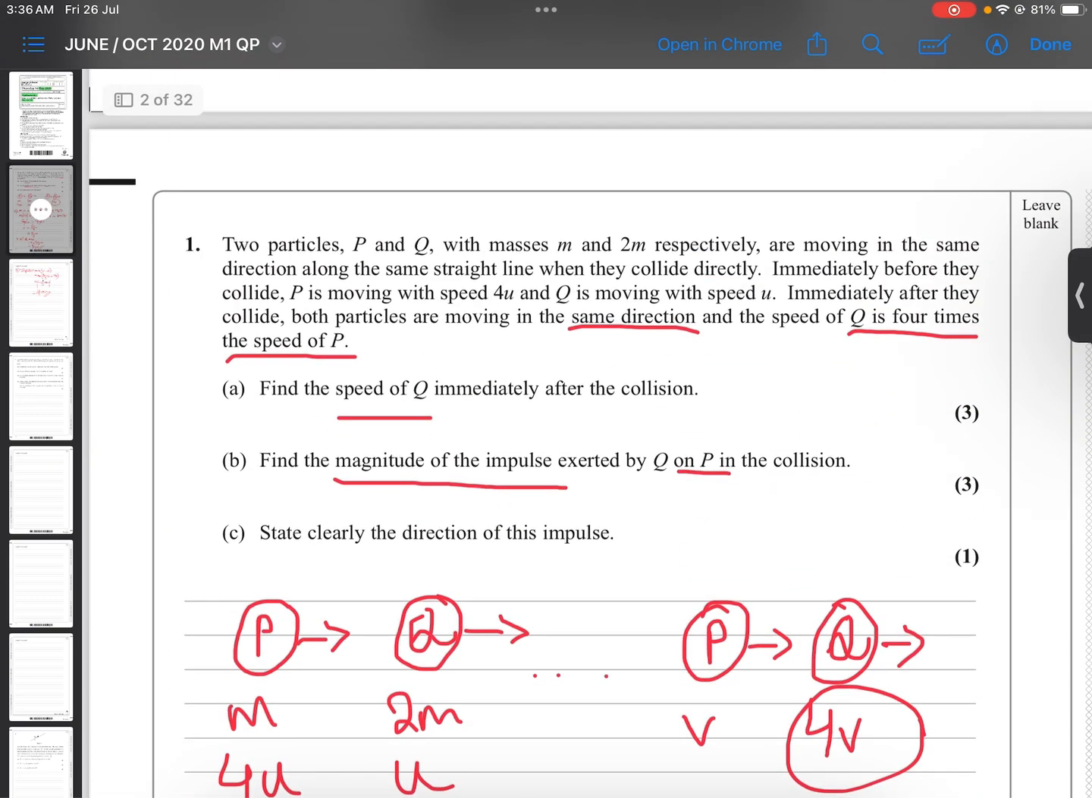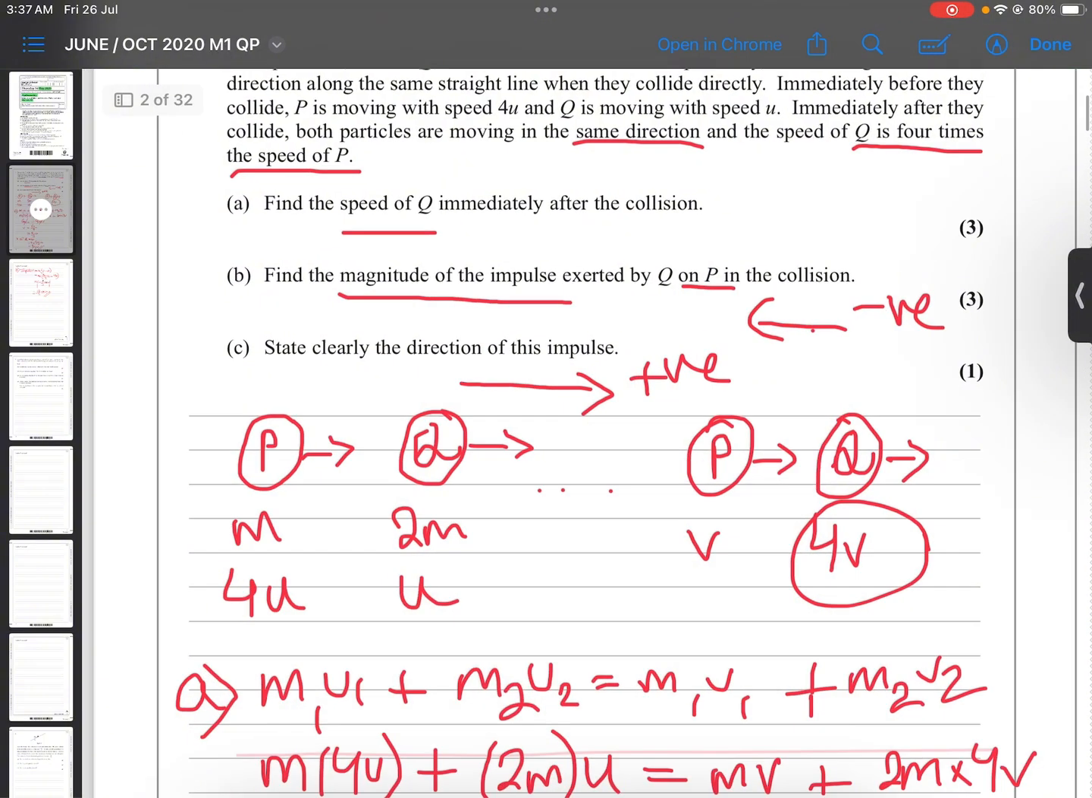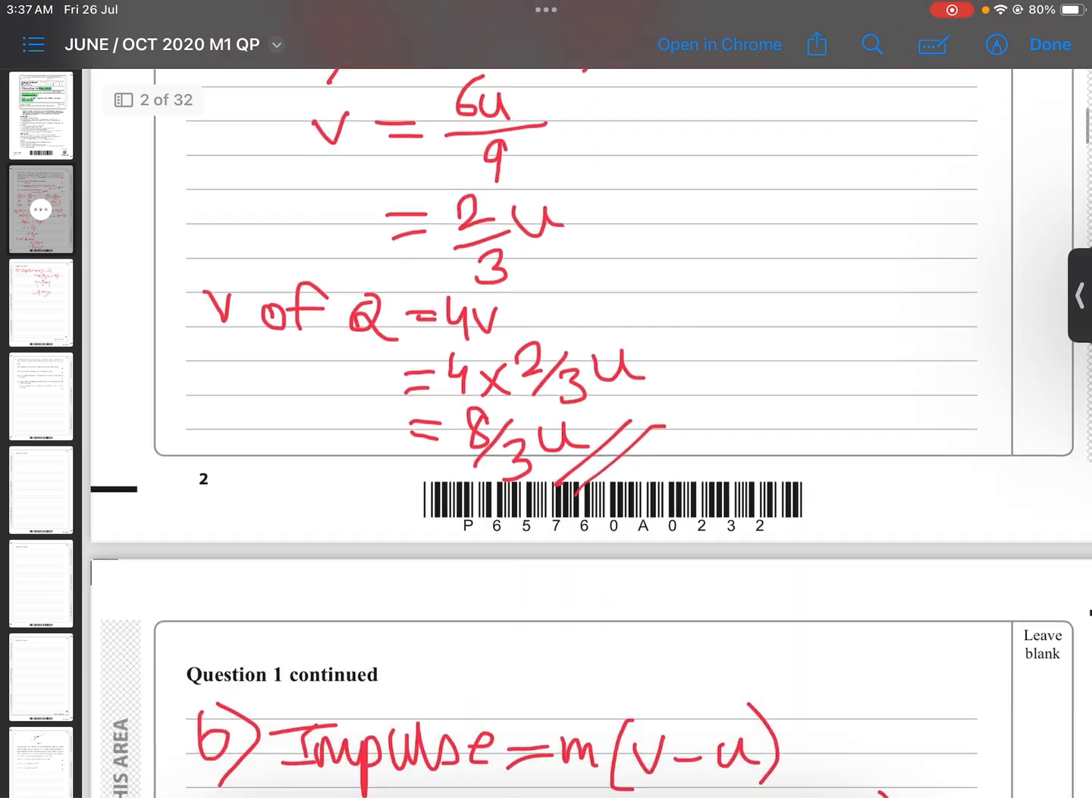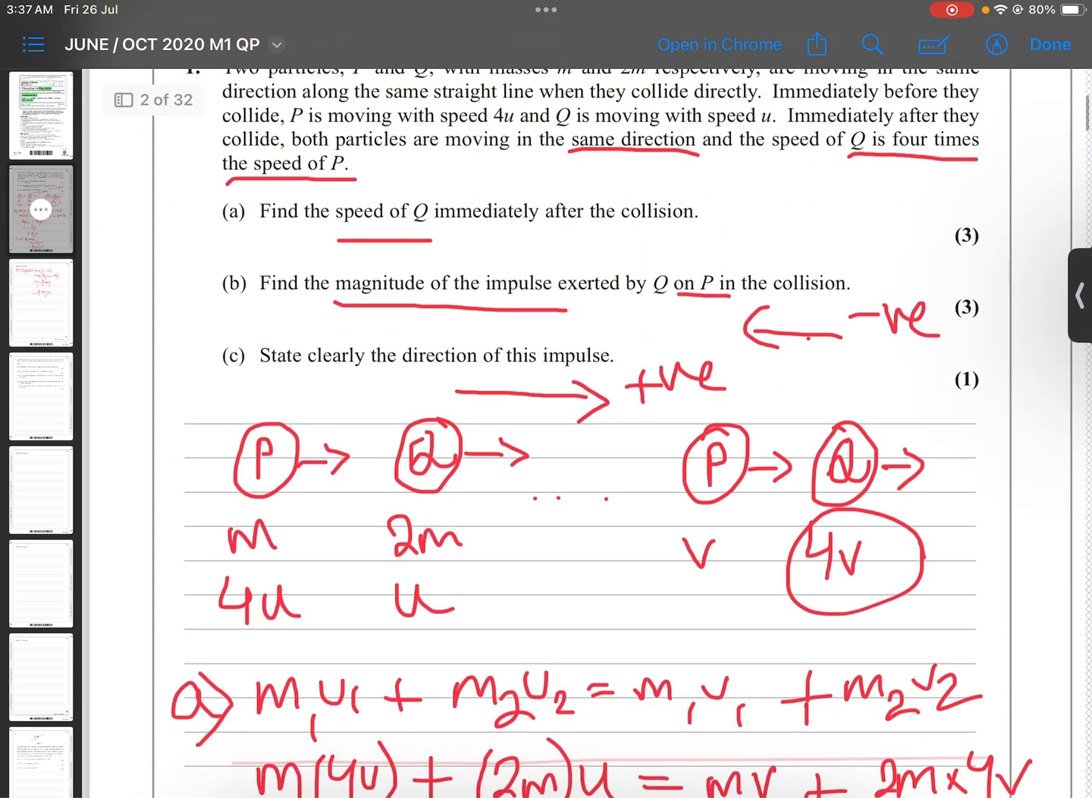Now part C says, state clearly the direction of this impulse. Now, we consider always, according to me, the right side as positive. Either one of the sides is going to be positive, so the other side is going to be taken as negative. As you can see, as we have taken positive to the right, all the velocities which we considered in part A and in part B have been taken as positive, because both the particles P and Q are moving to the right initially and even after the collision.